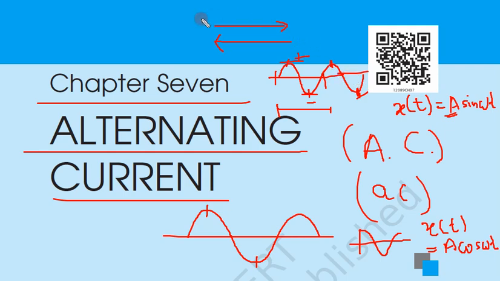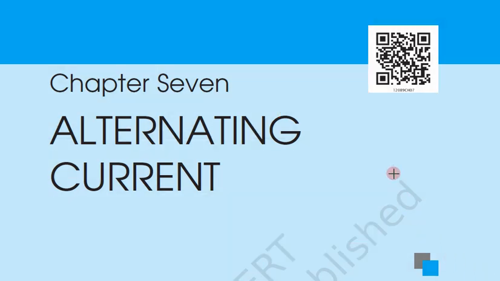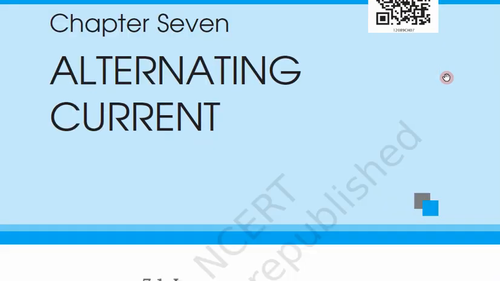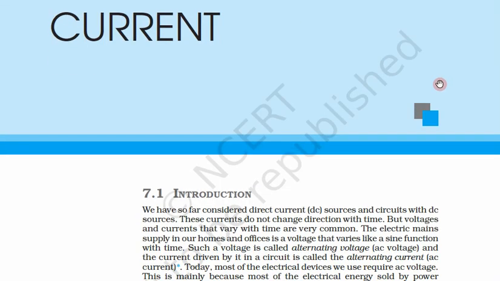Negative means only the direction is changed. Current flowing on the negative side means the opposite direction. Positive means current is flowing in one direction. The rest is the same. The maximum amplitude is the same, and this current is varying sinusoidally or in cos form.